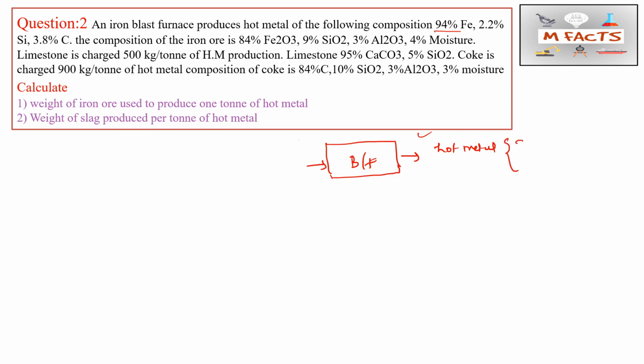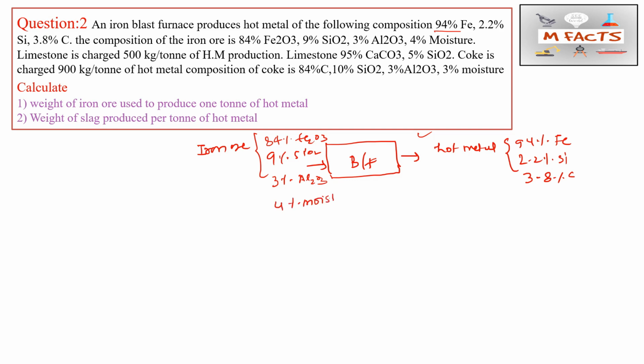So the hot metal composition is 94% of Fe, 2.2% of silicon, 3.8% of carbon. Okay, the composition of iron ore is 84% Fe2O3. So they are also giving the iron ore composition. So I am writing here, this is iron ore. The iron ore composition is basically 84% of Fe2O3, 9% of SiO2, 3% of Al2O3, and 4% of moisture.